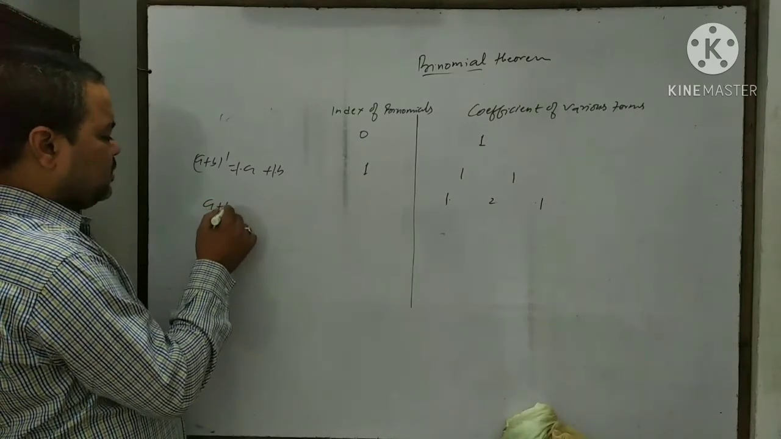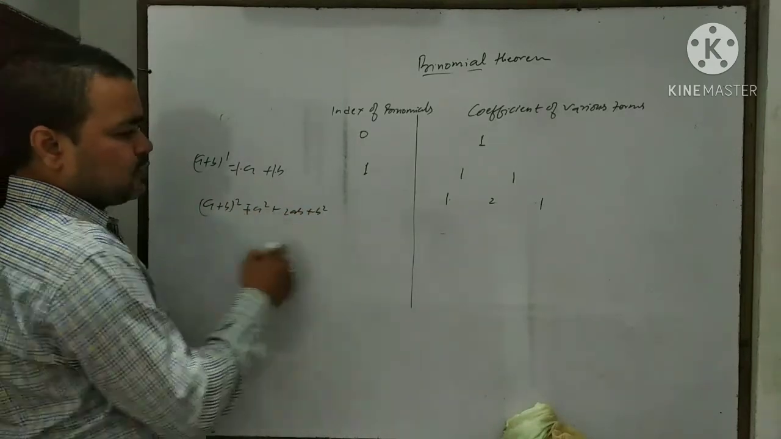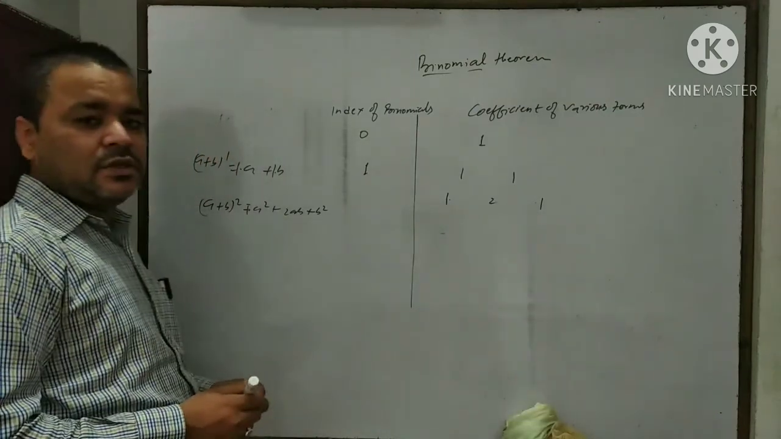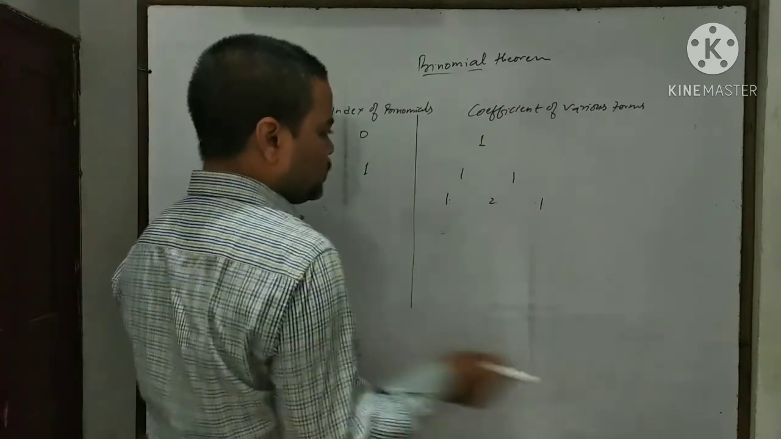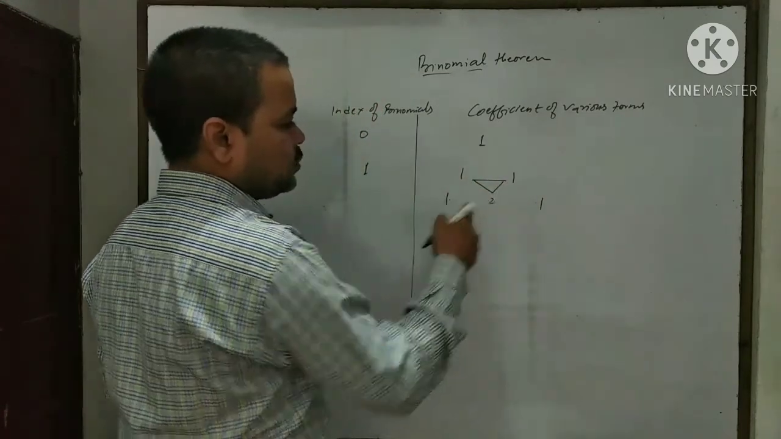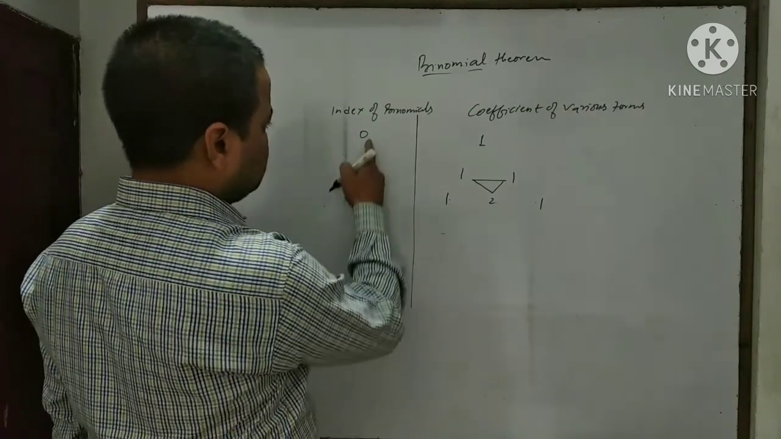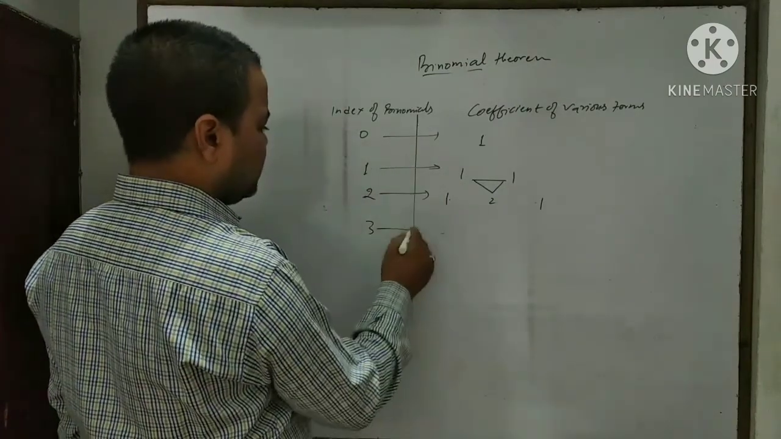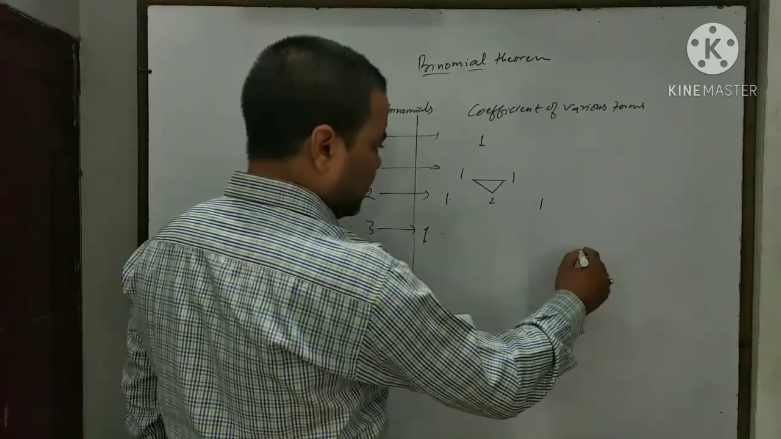Similarly, if we have a plus b whole square, then a square plus 2ab plus b square, its coefficients are 1, 2 and 1. Here the coefficient of ab is 2 and the coefficient of b square is 1. We just find a relation. If we add these two, 1 and 1, we get 1 plus 1 is equal to 2. Similarly, if we have power 3, then the beginning and the last will be 1. Here it will be 1 and again here 1.